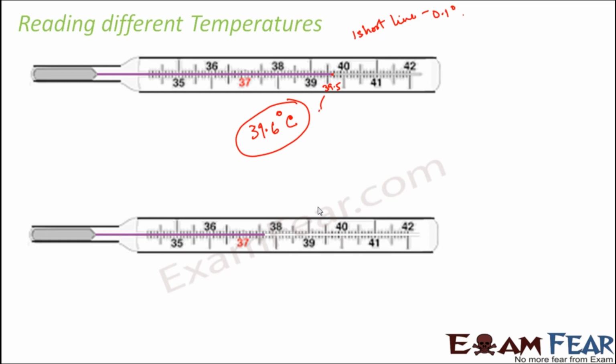Let's look at another example. Here you see this is up to where the thermometer went. So this is 37. So this is 37.5, because after 37 you have 1, 2, 3, 4, 5, 6. Correct? So till here it is 37.5, and after that again it is just one more, so that is 0.1 more. So this will be 37.6 degree Celsius. So this is how we measure temperatures using a thermometer.